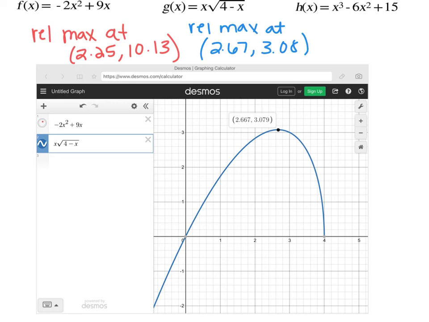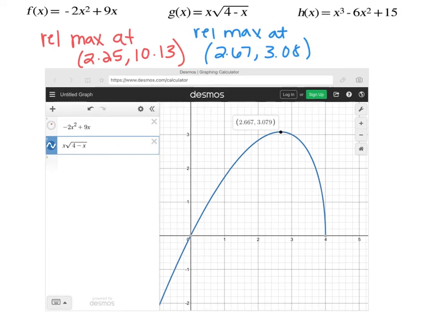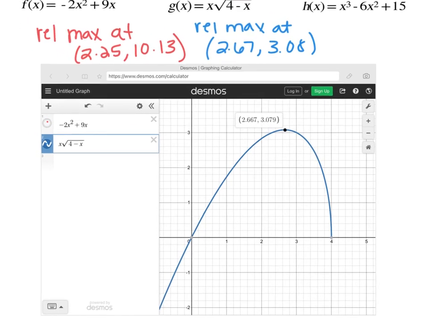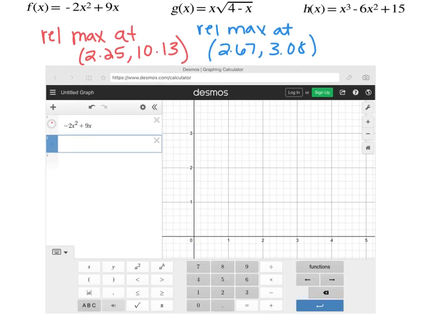And then our third graph, if we click on the third spot here, or again, I can cross it off too, either way is fine. Here we have x to the third minus 6x squared plus 15. To do to the third power, hit x, and then use your a to the b power key, and that will allow you to put an exponent. And then use the right arrow right underneath the functions key to get your cursor out of the exponent. And then minus 6x squared plus 15.